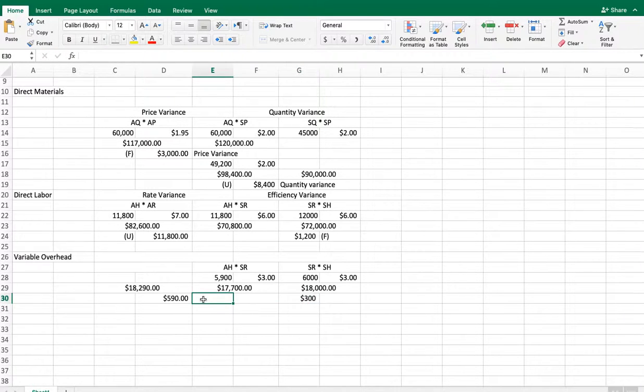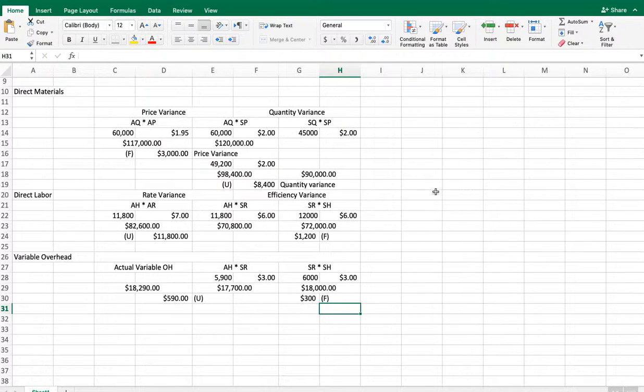So then we were like, okay, is this favorable or unfavorable? And we see that our variable overhead, our actual, so I'm just going to call this actual variable overhead, is $18,290. We budgeted it to be $17,700. So this is an unfavorable variance. And then our standard, we thought we would use 6,000 machine hours, but we only used 5,900, so this is actually a favorable variance.